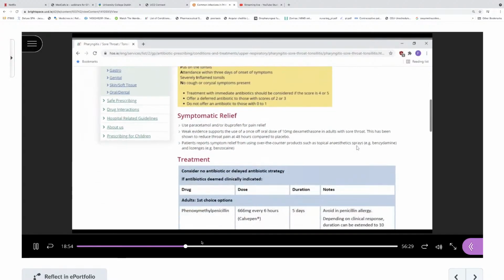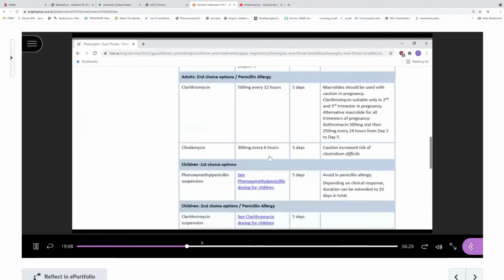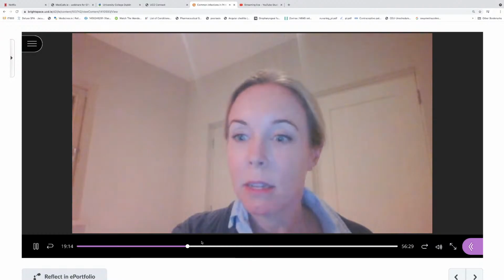So if we go down to the first choice, it's phenoxymethylpenicillin. It gives the dose and the duration, which is now 5 days. It was previously 10, and really there was very poor adherence rates with that longer regime. And of course, we're always going to check about penicillin allergy and give the alternative in that case. And it gives specific choices for children. Okay, so as I say, definitely have a look around that resource. I'm just going to put my slides back up.